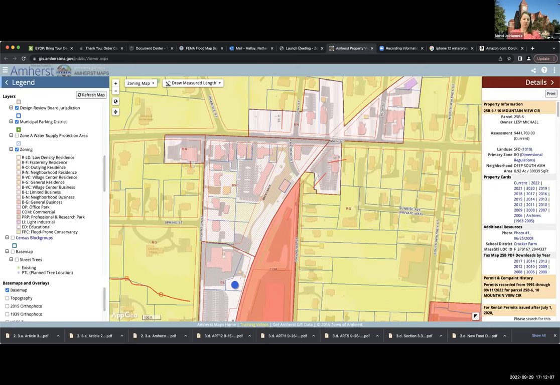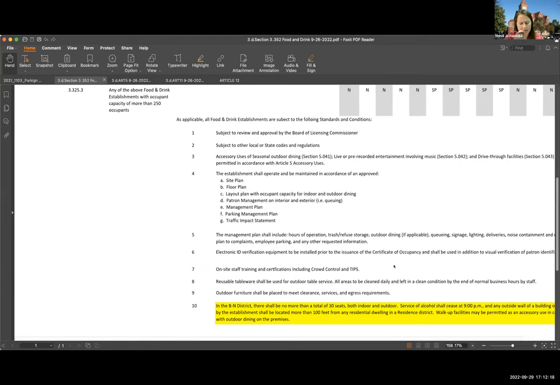Yeah, I guess I would like to see that. The 9 p.m. thing is fine for me on that one, because that makes sense in a residential neighborhood, but the 100 foot I'm struggling with. In particular, and the 30 seat one.